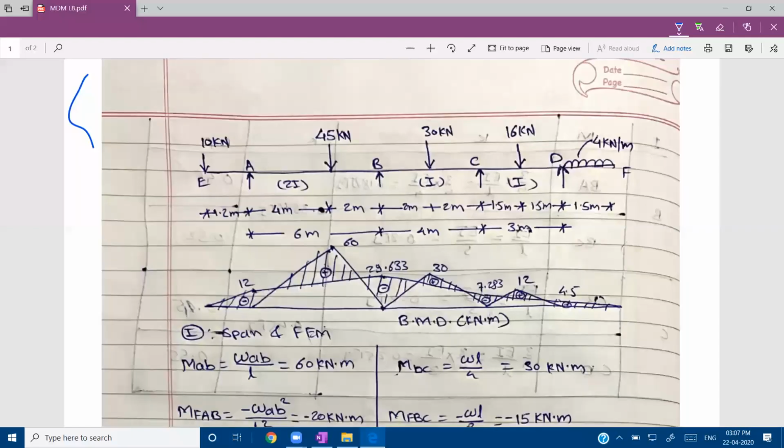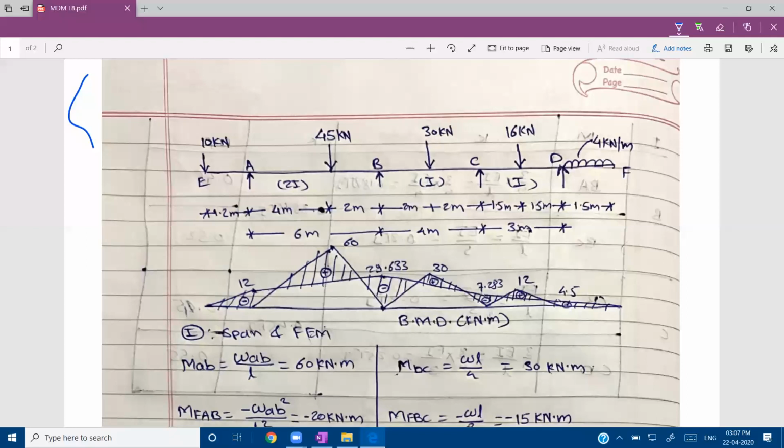AB has moment of inertia 2I. BC has a single I. CD also has moment of inertia single I. Span AB 6 meter, BC is 4 meter, CD is 3 meter. AB is carrying a point load of 45 kilonewton at a distance of 4 meter from A. BC is carrying a 30 kilonewton point load at midspan. CD is carrying a 16 kilonewton point load at midspan. Overhang AE is carrying a point load of 10 kilonewton at point E, whereas overhang DF is carrying a UDL of 4 kilonewton per meter over the entire span.